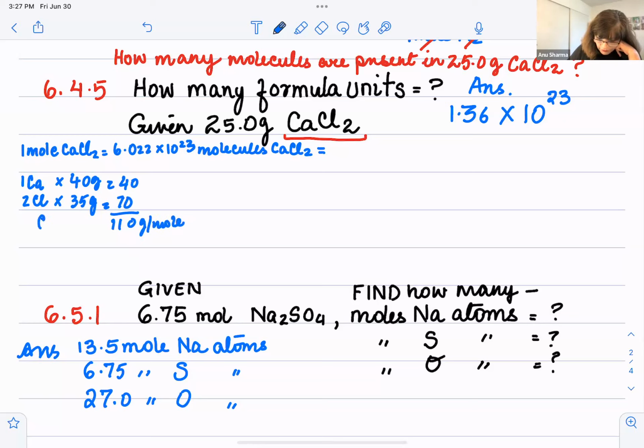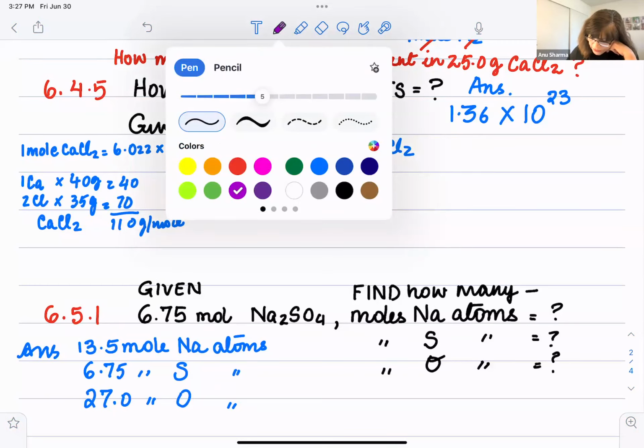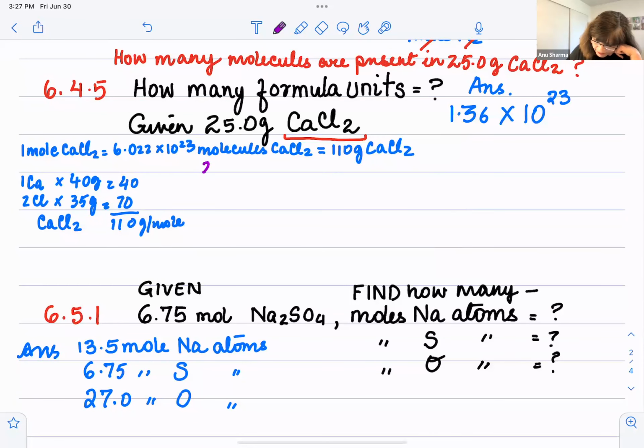So you see here that 1 mole of calcium chloride is equal to 110 grams, and 110 grams of calcium chloride contains Avogadro's number of particles. In this case, we are looking at the molecules. So now let's set up the problem. You can do a direct conversion. Your book is saying you first convert to moles and then to the number of molecules, but you can do it directly also. It's not a big deal. So let's do this here: 25 grams of calcium chloride.